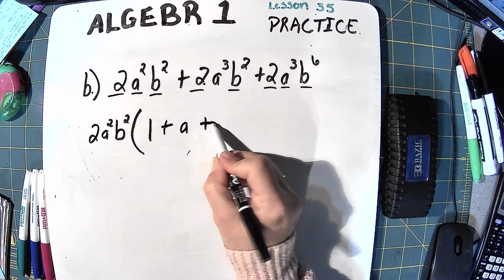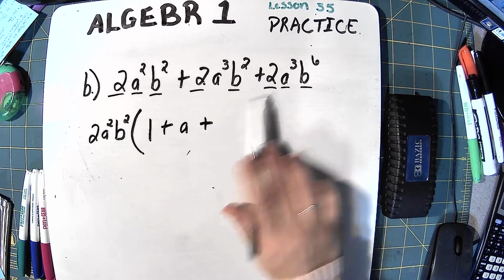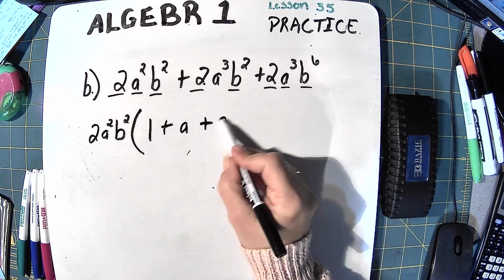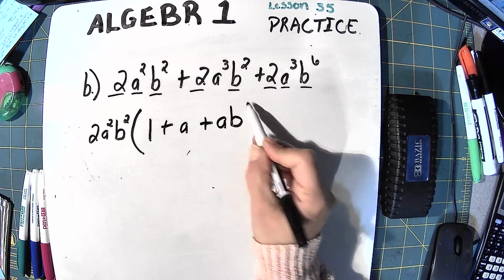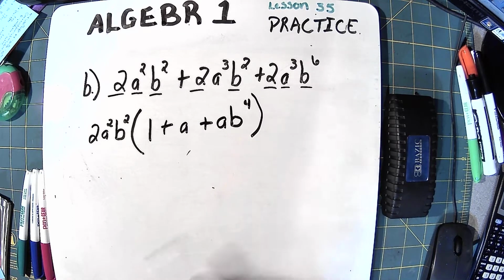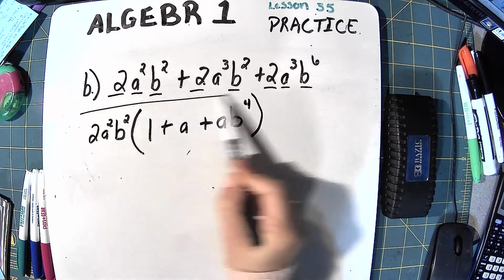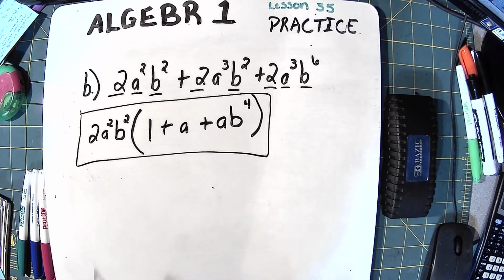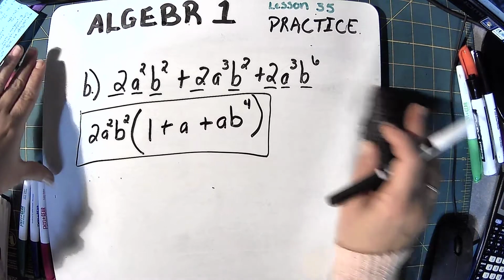Alright, so then move on to the next term. My a's, a to the 3rd, I got an a left, and then I've got 4 b's left. Alright, and there is the answer to B. So 2a squared b squared times 1 plus ab to the 4th.